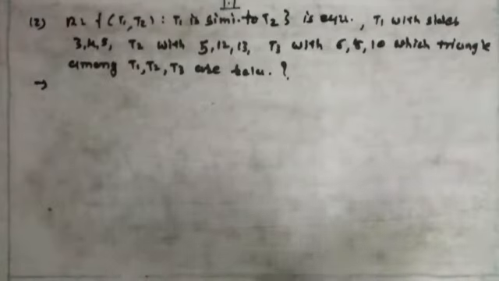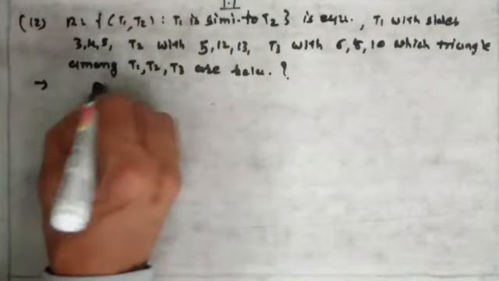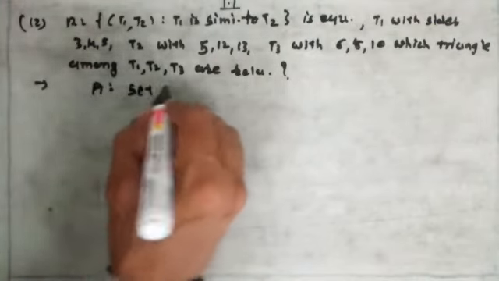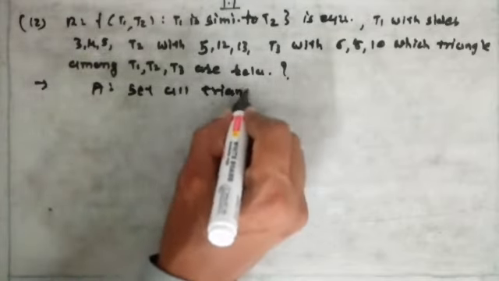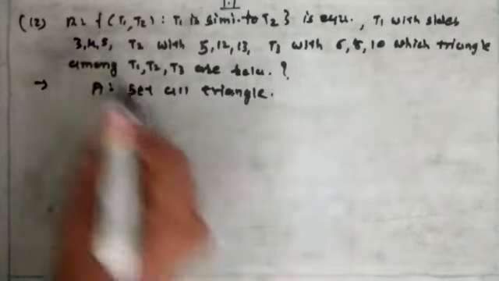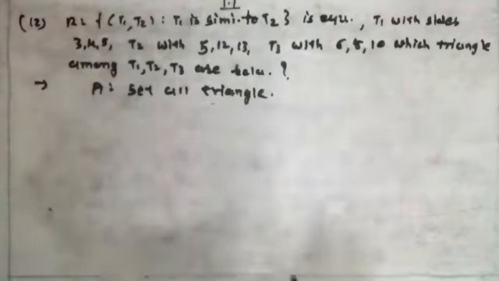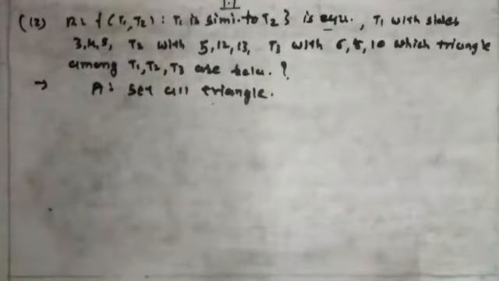Now question number 12. Show that the relation R defined on a set A of all triangles, here set A is a set of all triangles given, where the relation is defined by T1, T2 such that T1 is similar to T2, is an equivalence relation.